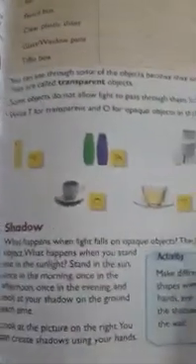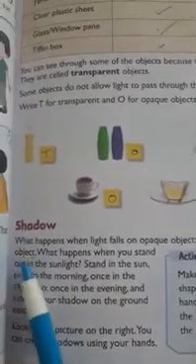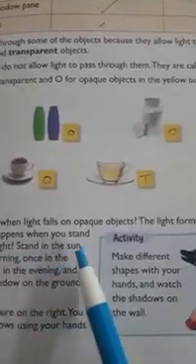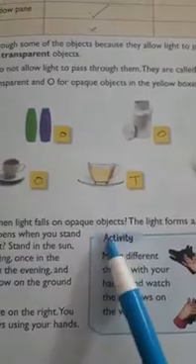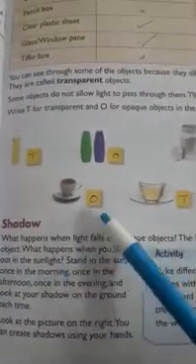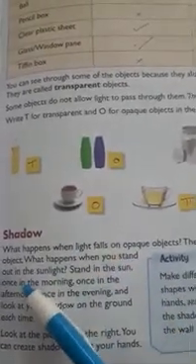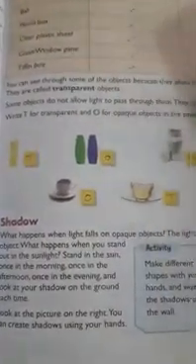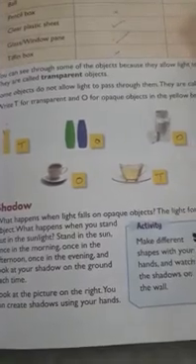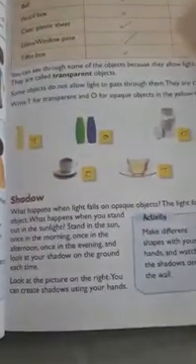Our next topic is shadow. What is shadow? What happens when light falls on opaque objects? Yes, it is related to transparent objects and opaque objects also. What is shadow? So it is talking about opaque objects. Okay, here it is saying, what happens when light falls on opaque objects? The light forms a shadow of the object.